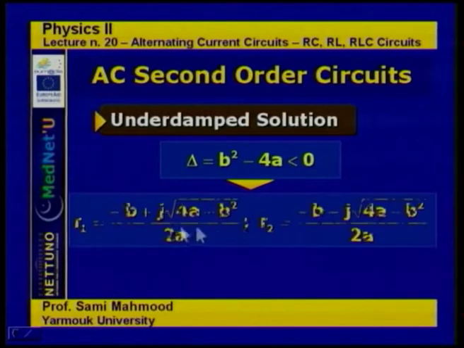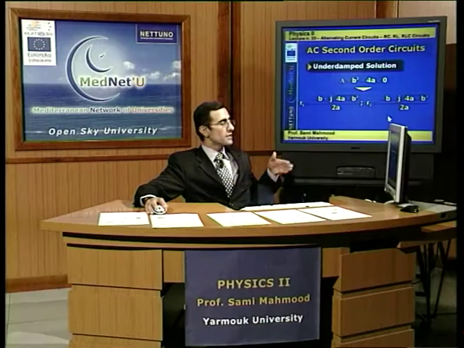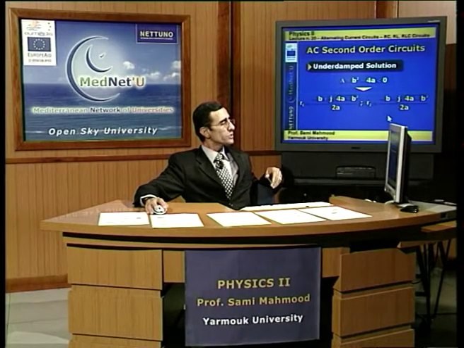And now we can rewrite the roots in this form. R1 is equal to minus b plus j, the square root of minus 1, times the square root of 4a minus b squared, which is positive now, over 2a. This is a complex number because of this j. And R2 is equal to minus b minus j times the square root of 4a minus b squared over 2a. These are the two roots which give the solution.